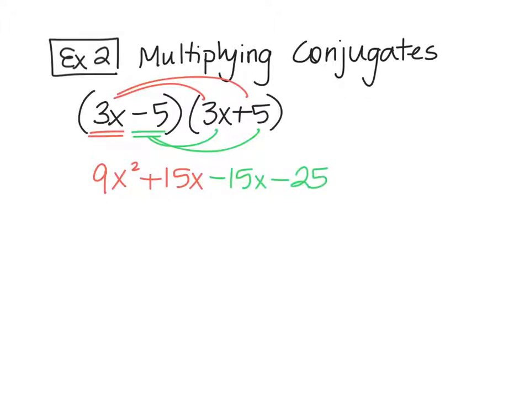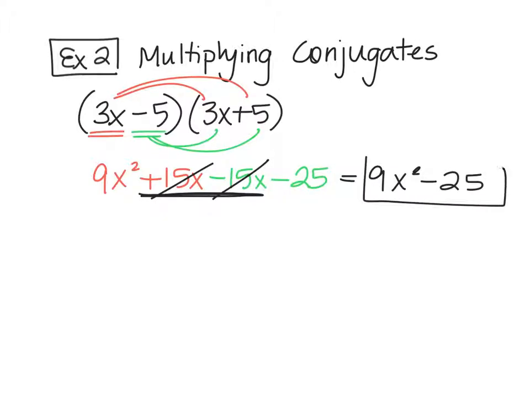When we do this, notice we're going to combine like terms. That's right here in the middle: 15x and negative 15x cancel. And so my final answer here is going to be 9x squared minus 25. I'm going to do one more, and then we're going to see if we can figure out the pattern that's happening.